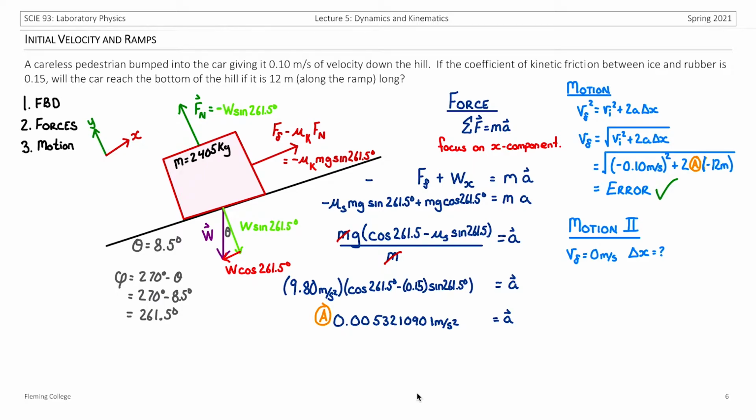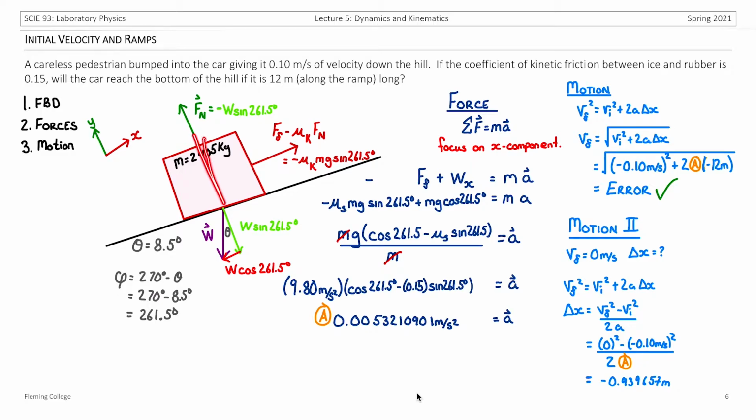So which equation do we use? Well, we can start from the same equation and this time rearrange for displacement. And we can substitute our values, again reusing our value from the acceleration calculation previously. And this time, we should get a result of negative 0.939657 meters. Saying that from where the pedestrian bumped into the car, it moved less than a meter. Our interpretation of this value is that no, the car will not reach the bottom of the hill.